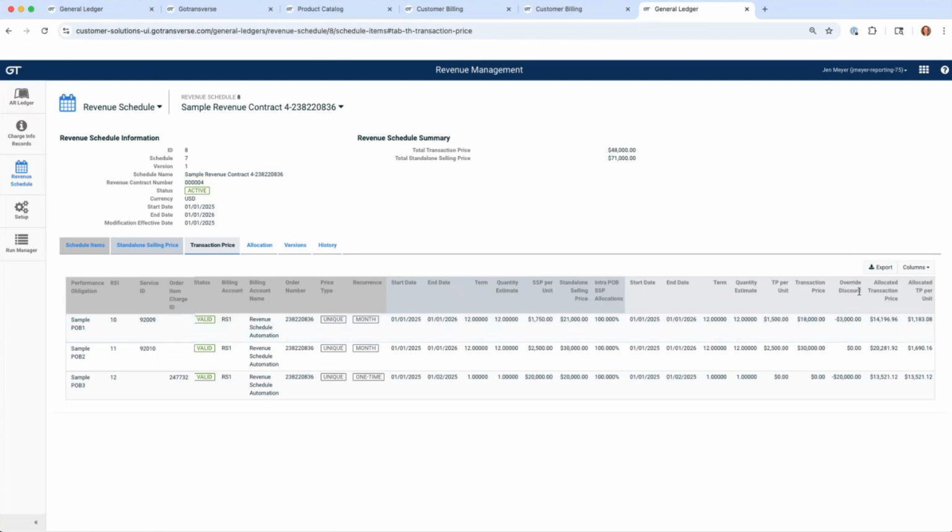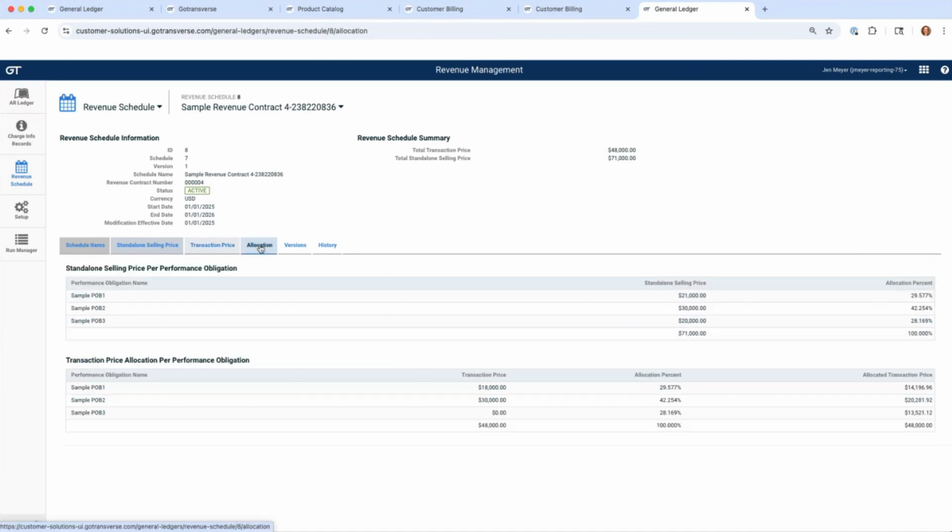And you can see that we have allocated the transaction price to each performance obligation here, which is a little bit easier to see on this allocation tab, which clearly lays out the standalone selling prices for each performance obligation, calculates the percentage, the relative value of each one to the total, restates the transaction price, and applies the percentages that were calculated up above to come up with the allocated transaction price for each performance obligation.